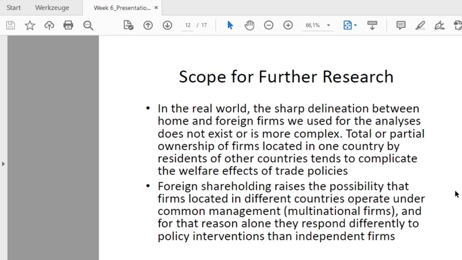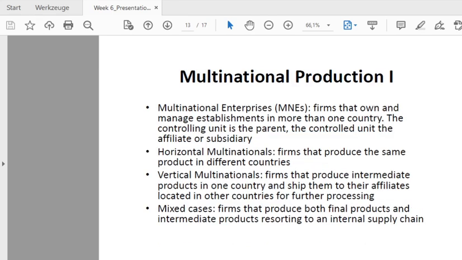Foreign shareholding raises the possibility that firms located in different countries operate under common management in the case of multinational enterprises, and for that reason alone, they respond differently to policy interventions than independent firms that are not linked to a multinational enterprise. So let's now turn to multinational production.